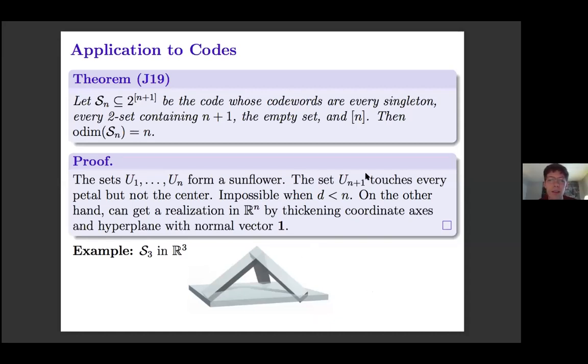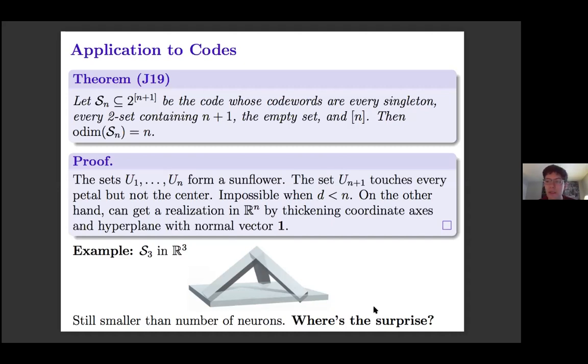In the realizations that I just described, this U_{n+1} is a thickened hyperplane. But this result applies no matter how you draw U_{n+1}. Actually, it being a hyperplane is an equivalent question, because if it was not a hyperplane, you could take a separating hyperplane between this U_{n+1} and the center region, and that would have to slice through all the petals. There are various ways to formulate this, but this applies for any convex open sets you would want to use to draw your code. Okay, thank you.